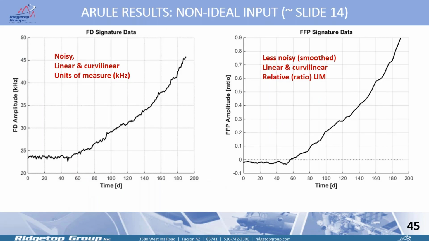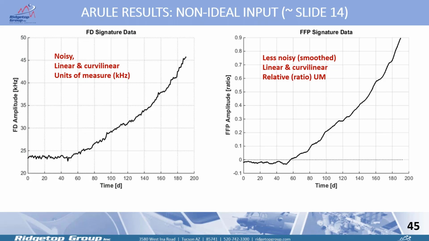Next. We started off with that very noisy input signal, which is on the left-hand side, and now we're going to process it. You can see what it looks like on the FFP. The unit of measure is now a ratio, and we've applied some data smoothing so that the signature is a lot less noisy. There's still noise there, and it's curvilinear. If you were to really study it, it's actually two parts. The first part of that curve is basically a linear progression, then it becomes even more curvilinear.